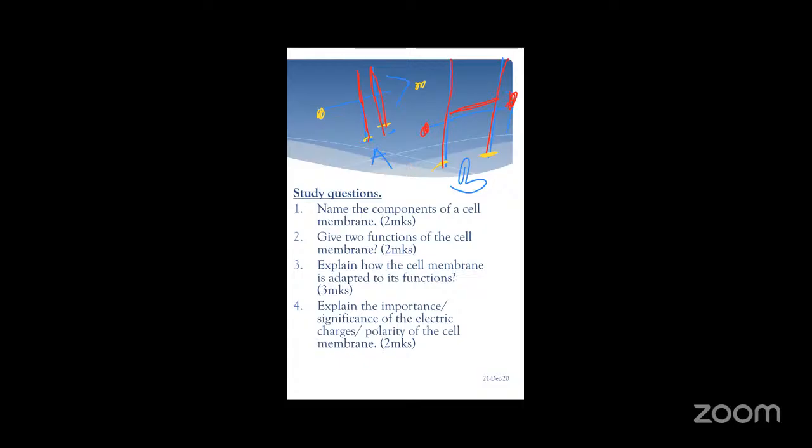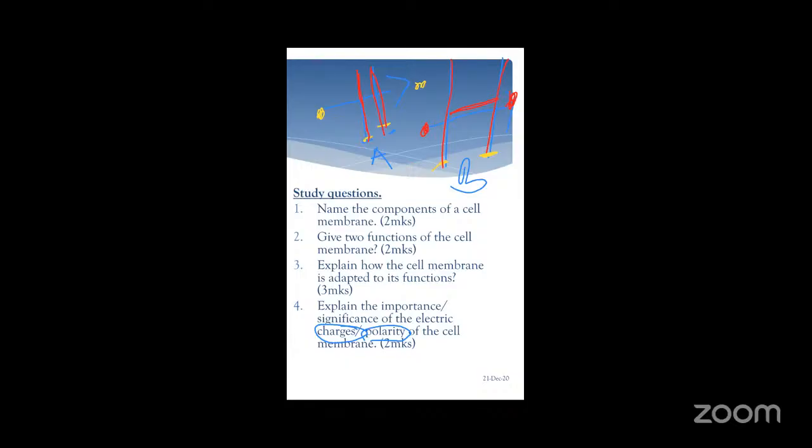Polarity, like the possession of electric charges. Do you see this polarity? Like the significance of electric charges. So in short, the question wants you to be very specific on the importance of these polarities. The first point which you said, that it is able to regulate movement of materials in and out of the cell, that is correct. That is the first point there.